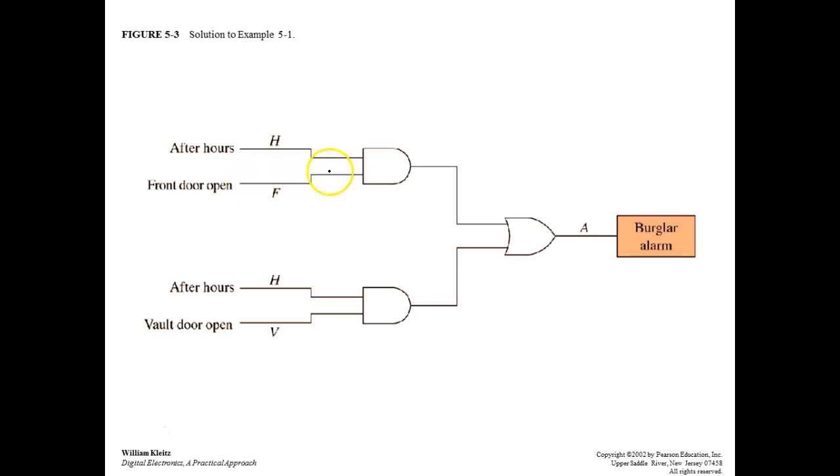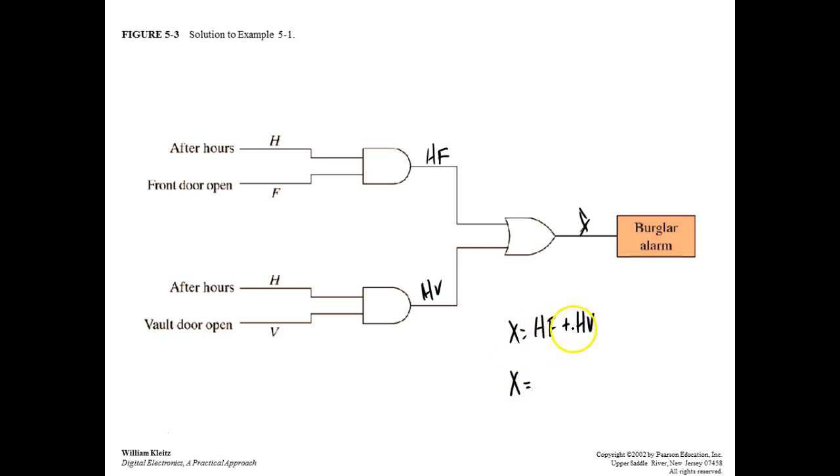So I'll develop the equation. I'm going to come over here on this side and put H, F. Then I'm going to come over on this side and put H and D. And then I'd say X is equal to HF or HD. This is the same circuit, so I know this is going to reduce.